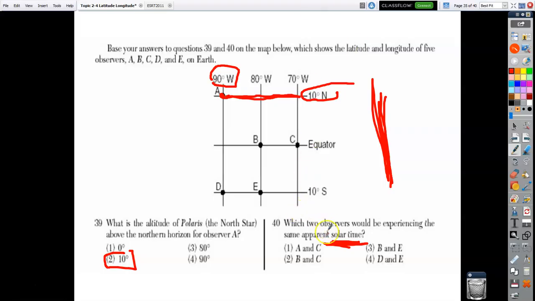So in this case, I want two places that are vertically up and down the same. Well, A and C, nope, because C is diagonal. B and C, nope, that's horizontal. That doesn't work. B and E, that works. D and E doesn't work, horizontal. So B and E would be my correct answer because they are on the same longitude. They're both at 80 west. So any place on this line would have the same solar time.